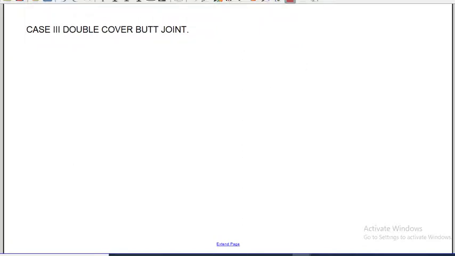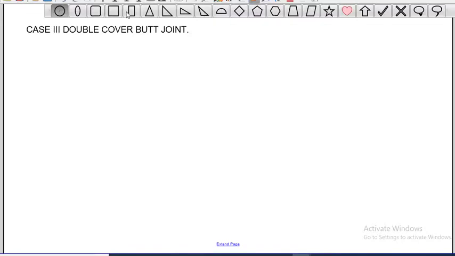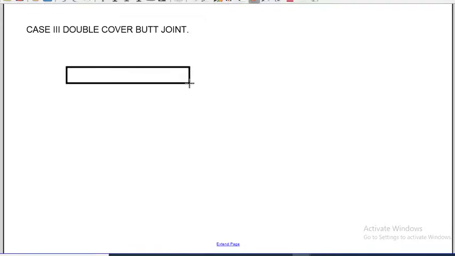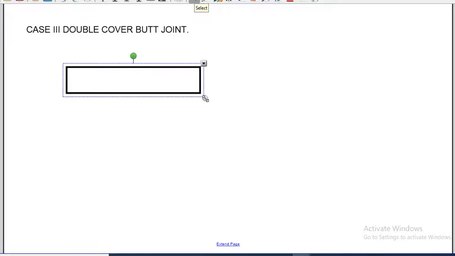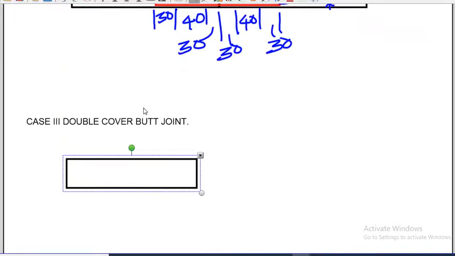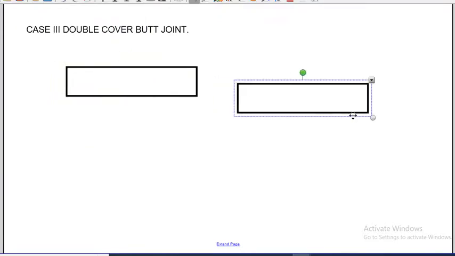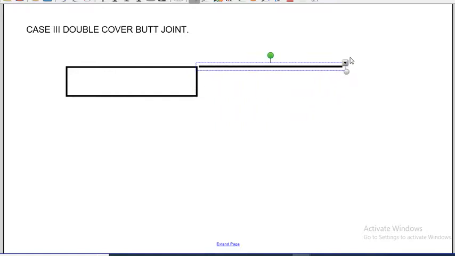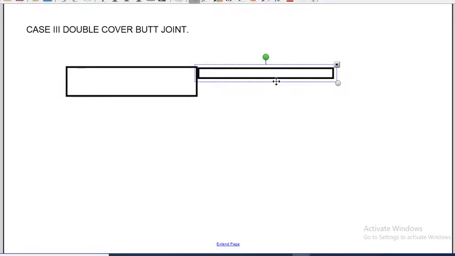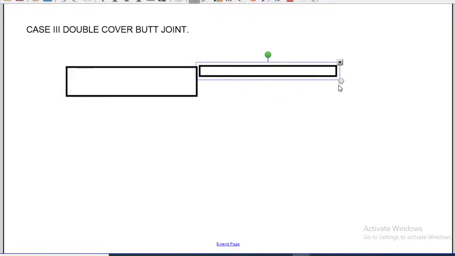So it is going to be like this. Double cover butt joint means we will have two places, top and bottom. This is one plate, I will make it much bigger, and another plate is going to be here, but the thickness is less. 18 and 10 it is, this 10.